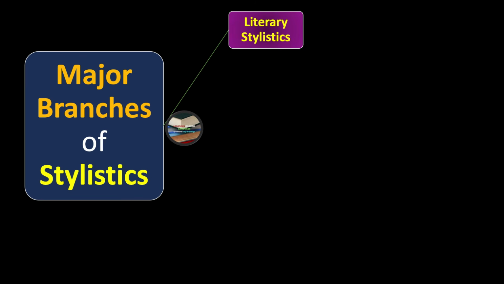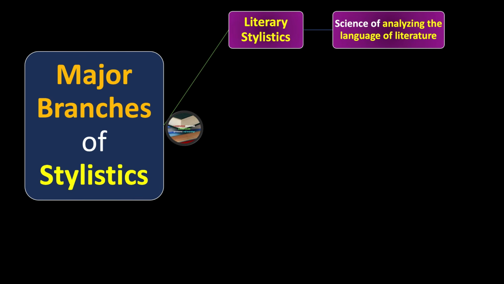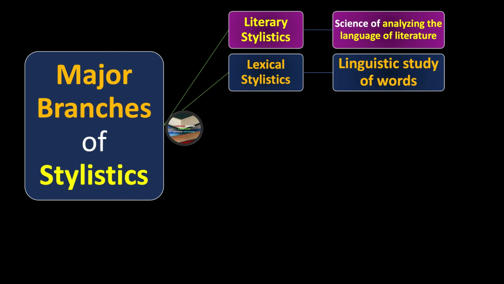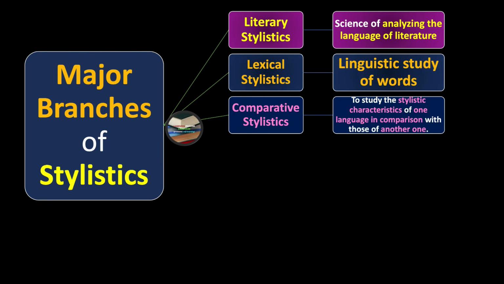Now we have the major branches of stylistics. The first one is literary stylistics. What does it mean? It refers to the science of analyzing the language of literature. We have the second one, lexical stylistics. It is about the linguistic study of words. We have now comparative stylistics. It is to study the stylistic characteristics of one language in comparison with those of another one.